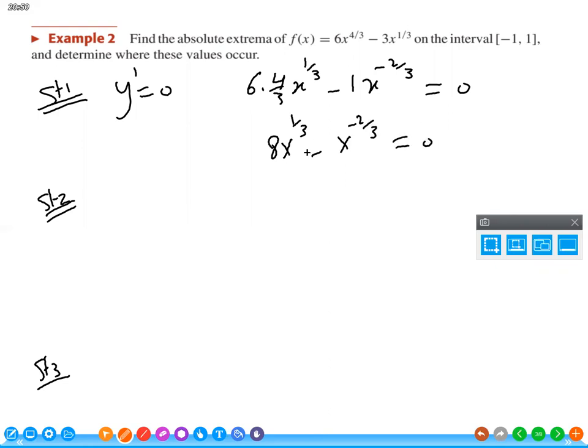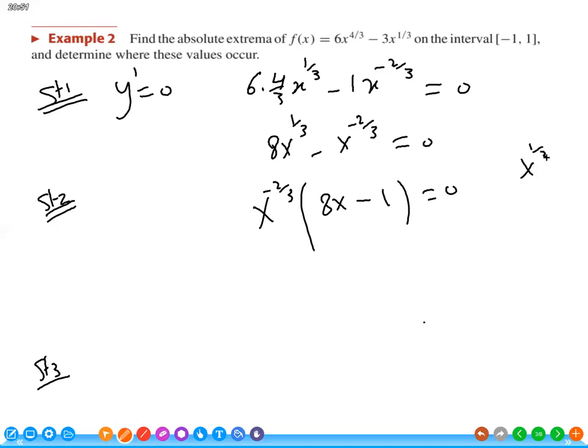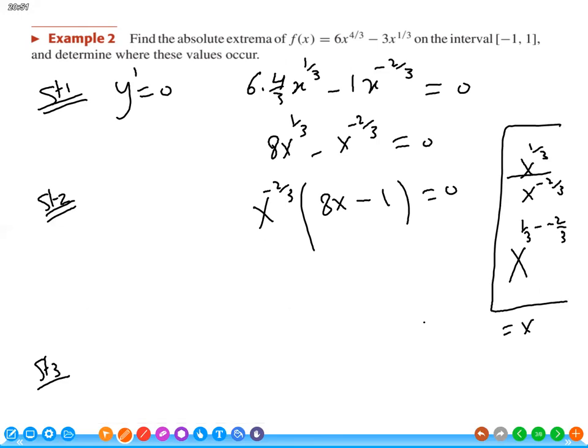Take common factor, we take usually the least power. So we take x to the minus 2 over 3, open bracket, 8x minus 1. Why do we take x here? We divide all the terms, x to the 1 over 3 divided by x to the minus 2 over 3. In a quotient of powers with the same base, we subtract the exponents. 1 over 3 minus minus 2 over 3, so the answer will be x.